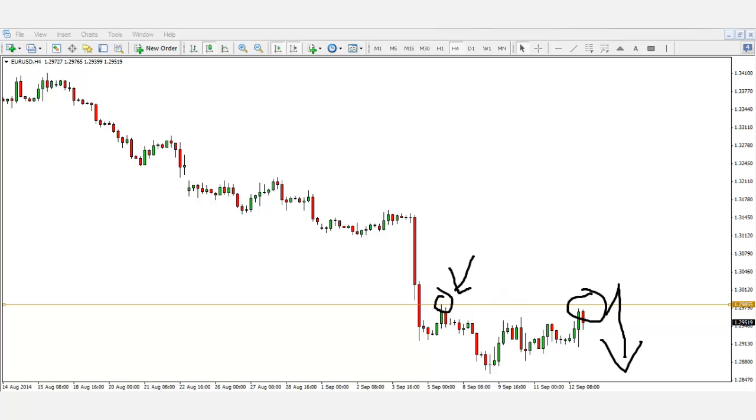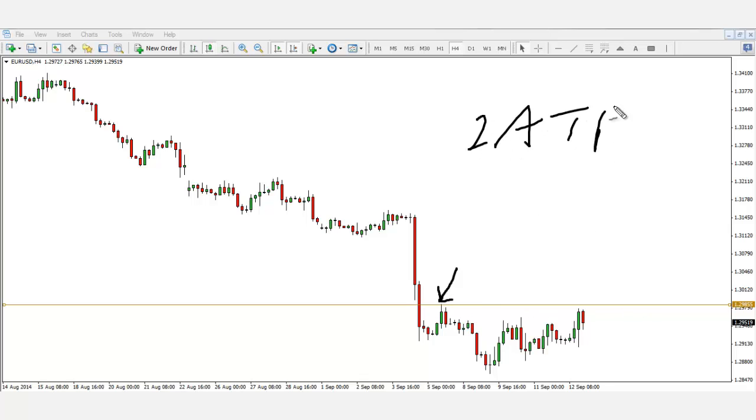Queuing a few pips above the swing high over here. And again, my stops of about 2 ATR. So I think on this pair, on this time frame, is about 60 pips. So let's see what happens in the coming week.